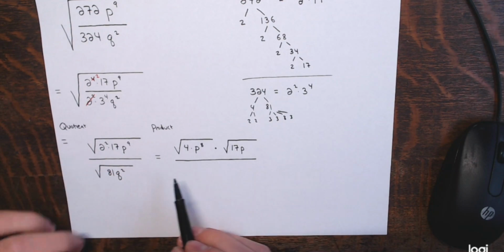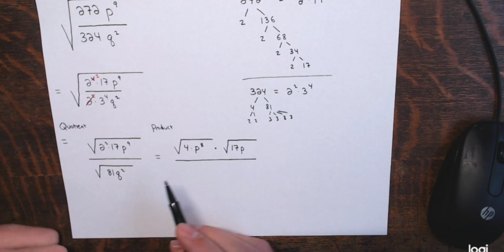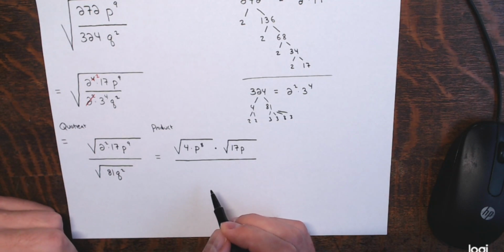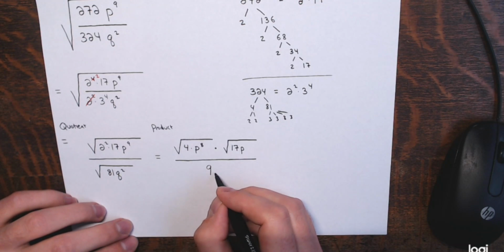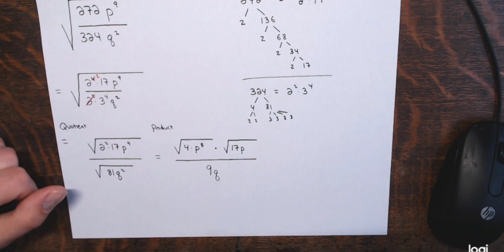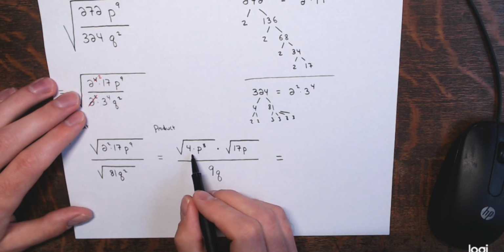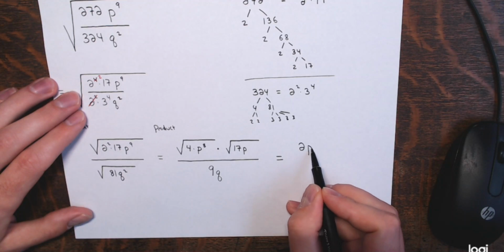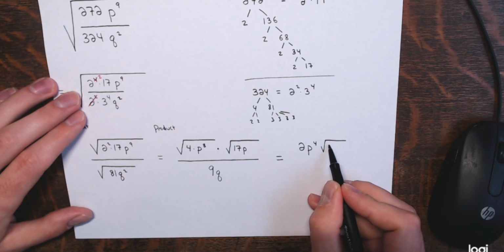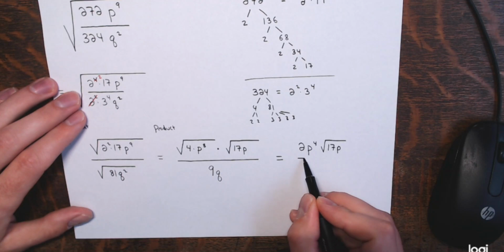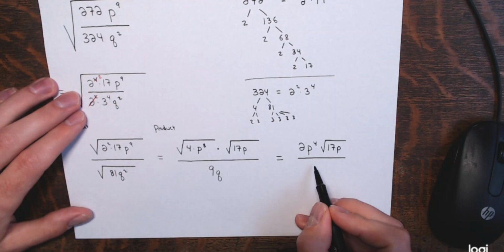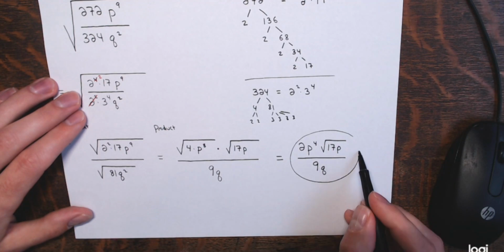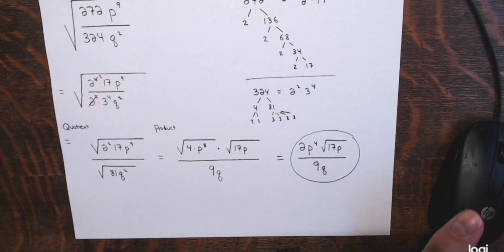Now the square root of 81q squared would be 9q, or technically the absolute value of 9q, but they told us to assume variables are positive, so I don't need the absolute value. So I got 9q in the denominator. And now I'm going to actually simplify. The square root of 4p to the eighth would be 2p to the fourth, and then you have times the square root of the non-squares, 17p. So there's the numerator, and the denominator is 9q. And again, no need for absolute values around any of this, because they told us to assume that all the variables represented positive numbers.